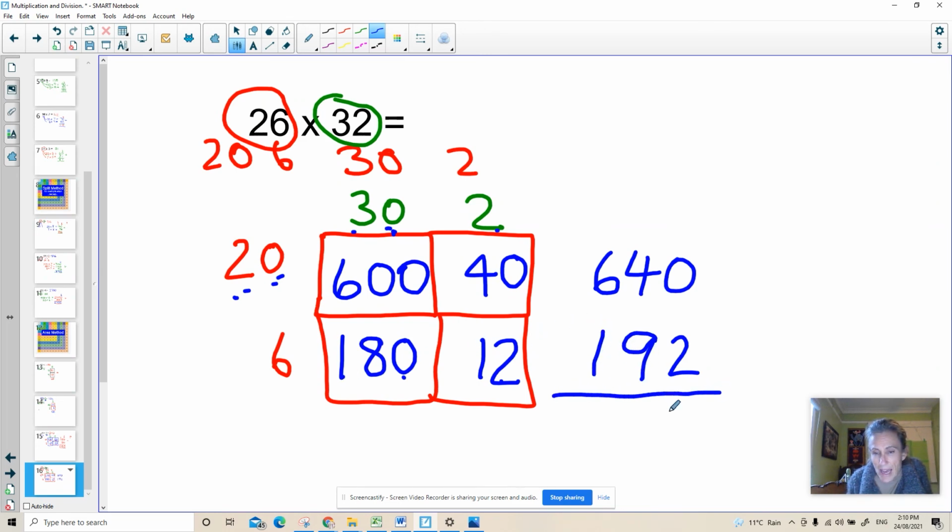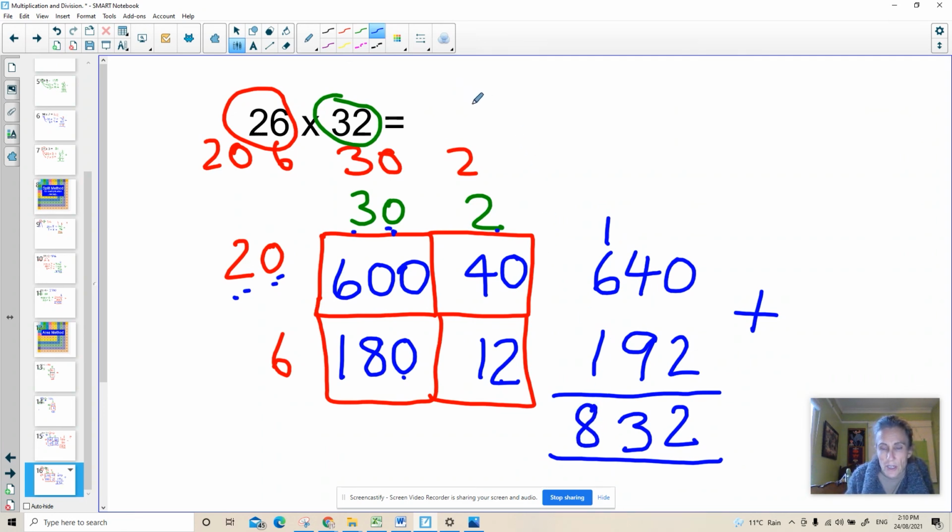So now I'm going to add these. I'm going to put my equal sign. I'm going to put them plus to get the answer here. So I know that 0 plus 2 is 2. 9 plus 4 is 13. I put down the 3 and I carry the 1. And I know 1 plus 6 is 7, plus 1 is 8. My answer is 832.